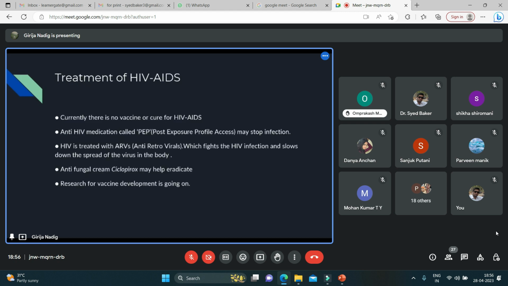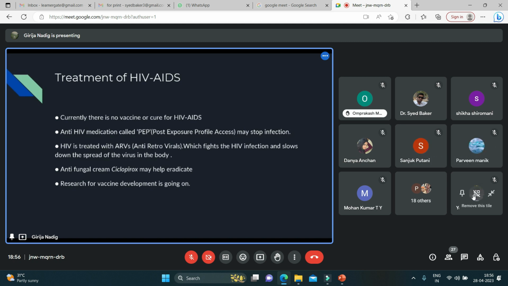Treatments for HIV AIDS. Currently, there is no vaccine or cure for HIV AIDS, but treatments which can improve patients' general health and quality of life are available. Anti-HIV medication called PEP, post-exposure prophylaxis, may stop infection. The treatment should be taken as soon as possible after contact with the virus. HIV is treated with antiretrovirals. The treatment fights the HIV infection and slows down the spread of the virus in the body. HIV treatment is usually permanent and lifelong.